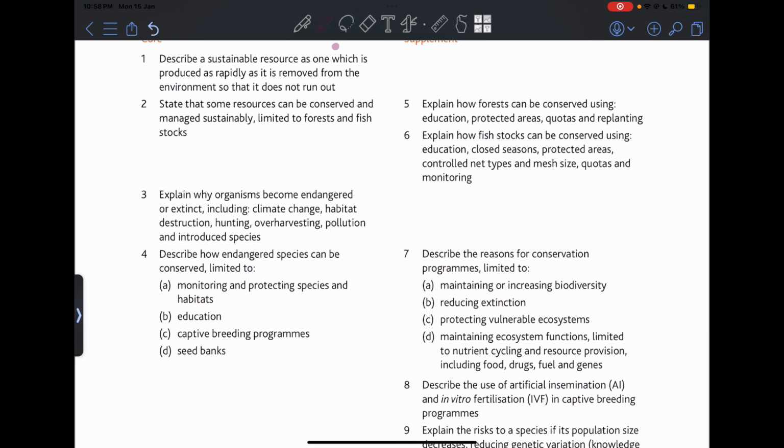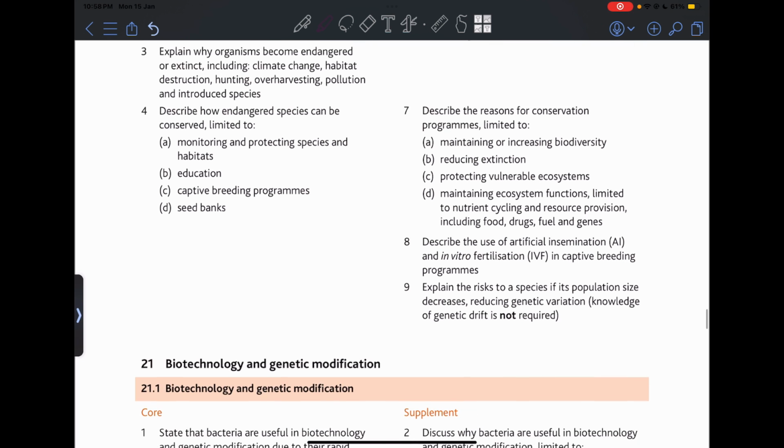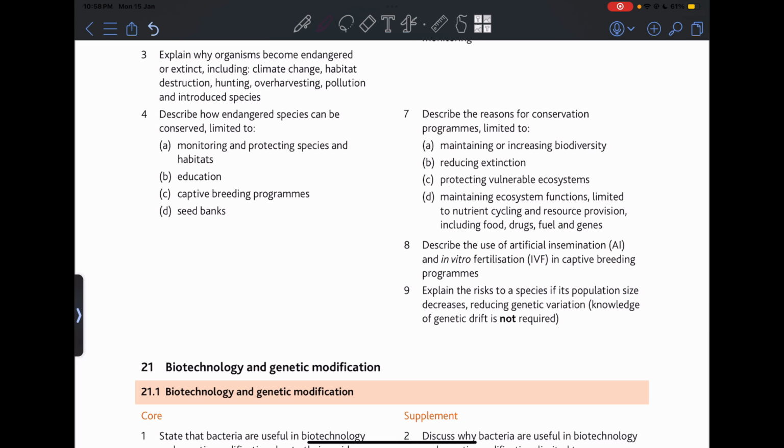Explain how fish stocks can be conserved using education, closed seasons, as I just said, protected areas, controlled net types and mesh size, quotas, and monitoring. Describe the reasons for conservation programs limited to maintaining or increasing biodiversity, reducing extinction, protecting vulnerable ecosystems, maintaining ecosystem functions limited to nutrient cycling, and resource provision, including food, drugs, fuel, and genes. So sometimes we need to keep stuff from being extinct because they are being used for very important stuff, such as food, or sometimes they're used in medicines so that people can treat their diseases, and sometimes they're used as fuel, and they are used for genes so that there is increased biodiversity.